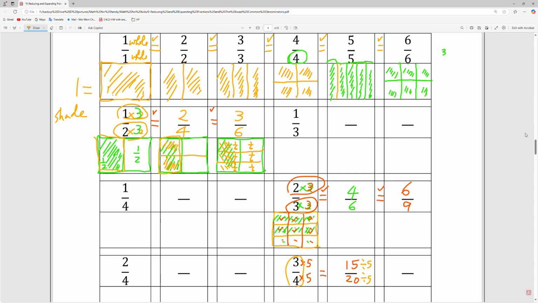Now here, the method is pretty easy. You just multiply the same number to the numerator and the denominator, or divide the same number from the numerator and the denominator. So the method is pretty easy, but I would like you to draw the picture to make believe. Make sure you agree with the method I just showed you.